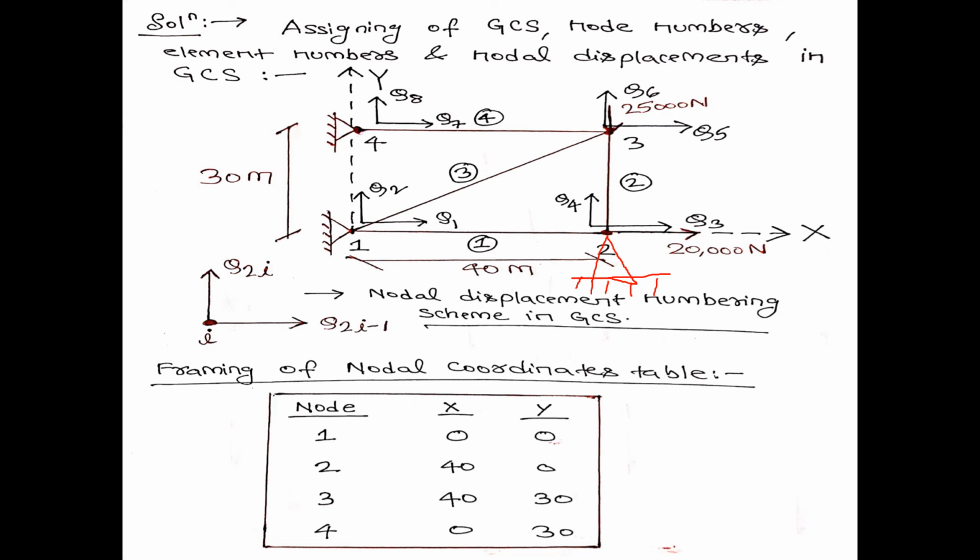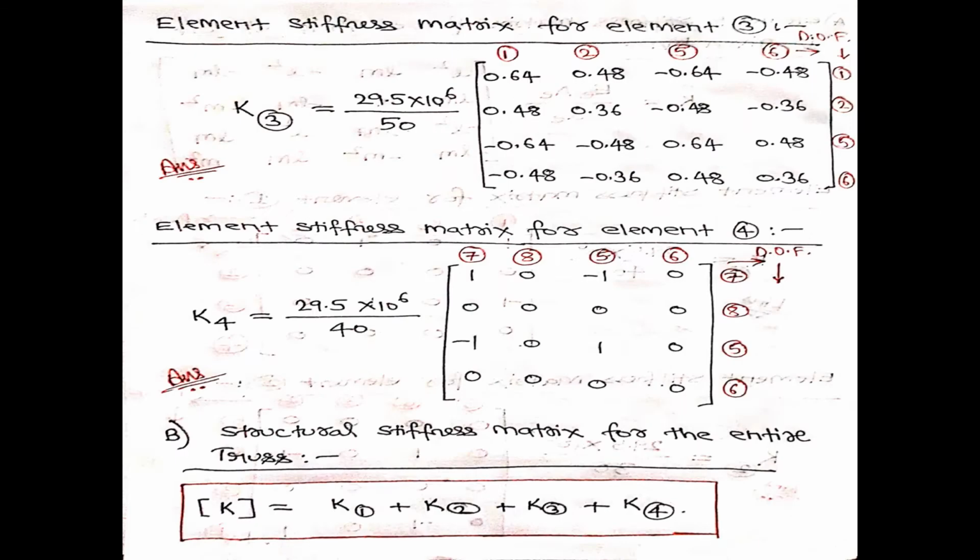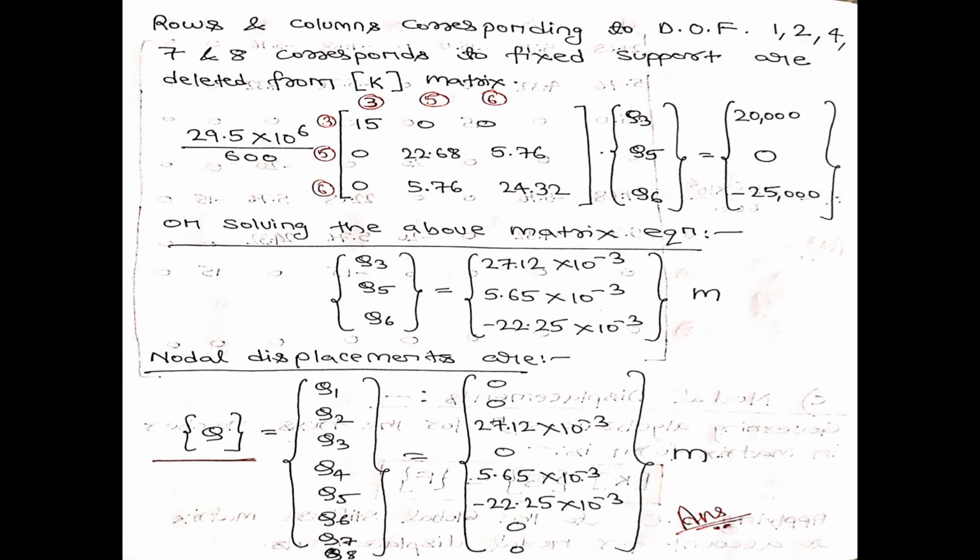If you eliminate all these rows and columns, finally you will be left with 3 rows and 3 columns, and those are row number 3, row number 5, row number 6, column number 3, column number 5 and column number 6. That means along 3 you will get displacement q3, along 5 you will get displacement q5, and along 6 you will get displacement q6.